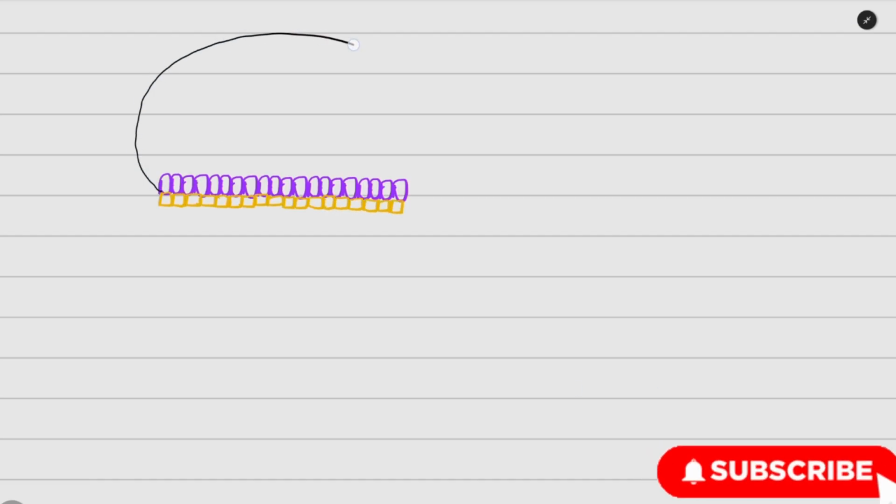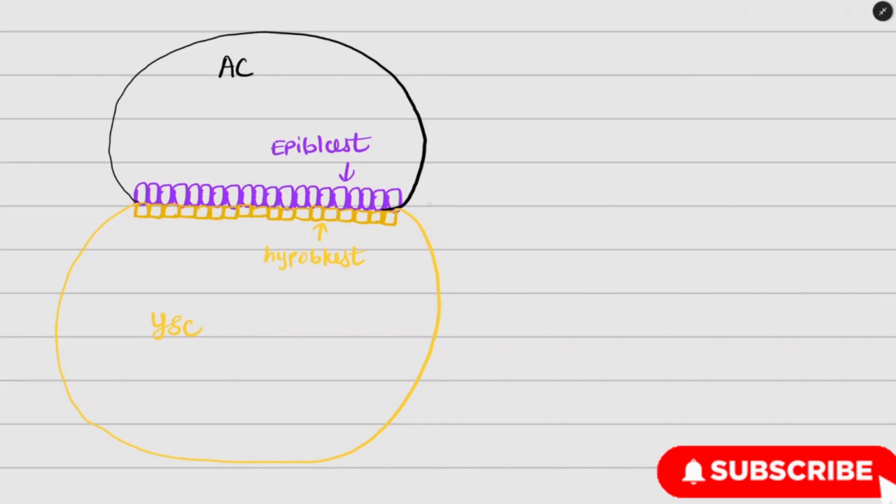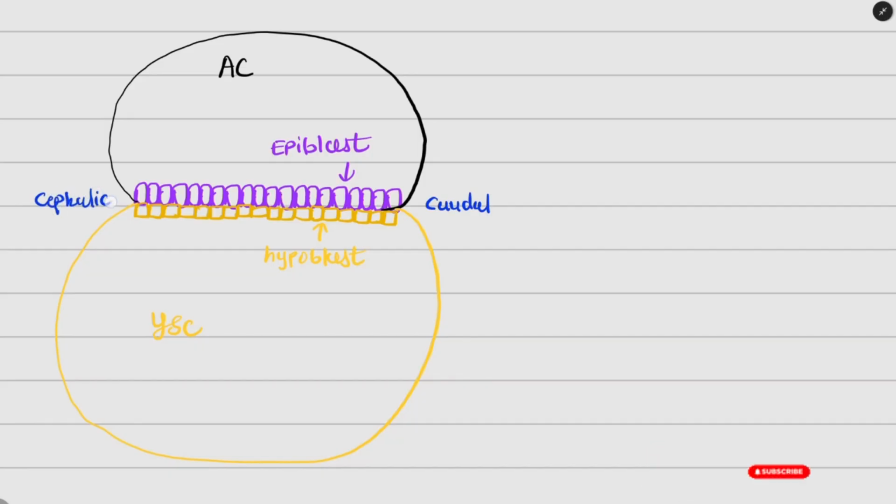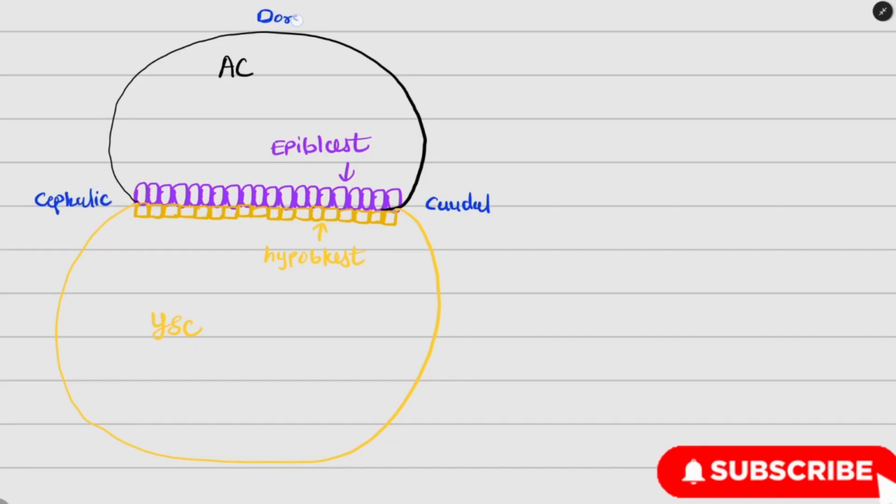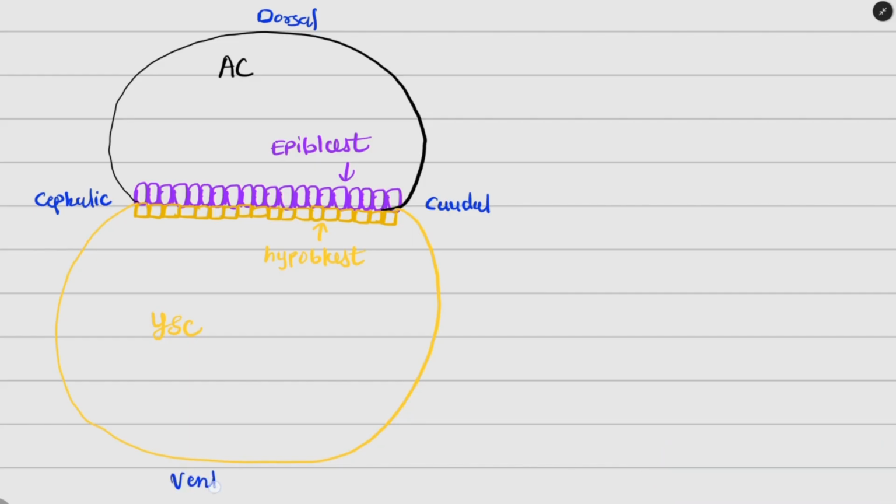We have epiblast cells and we know that they are columnar cells and hypoblast cells are cuboidal. Amniotic cavity is above the epiblast. Yolk sac cavity is below the hypoblast. We should know the orientations of the embryo. This is the tail end of the embryo and we call it caudal. Opposite to tail we have head part known as cephalic. Upper side is dorsal. Lower side is ventral.